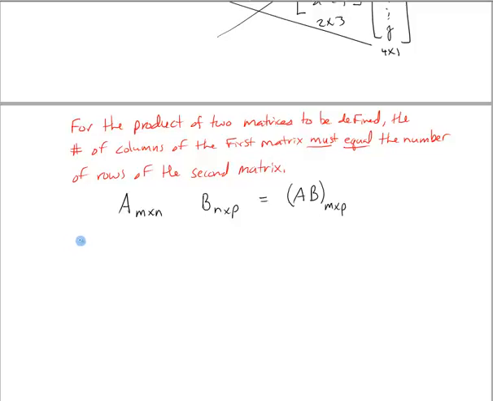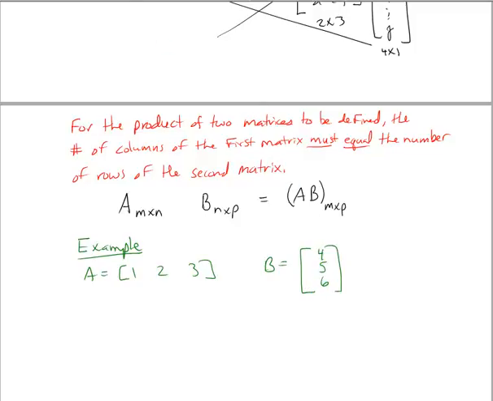Let's look at an example of a non-square matrix being multiplied by another non-square matrix. Let's say A is 1, 2, 3, and matrix B is 4, 5, 6.